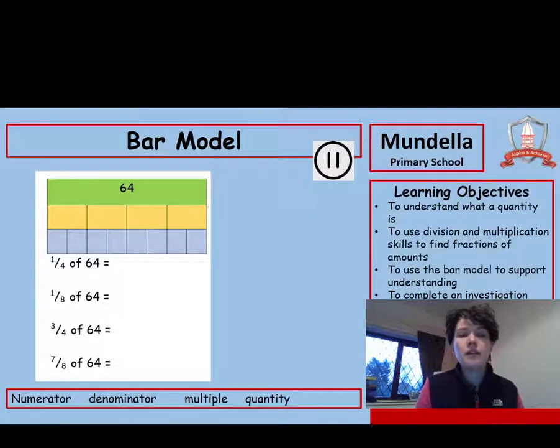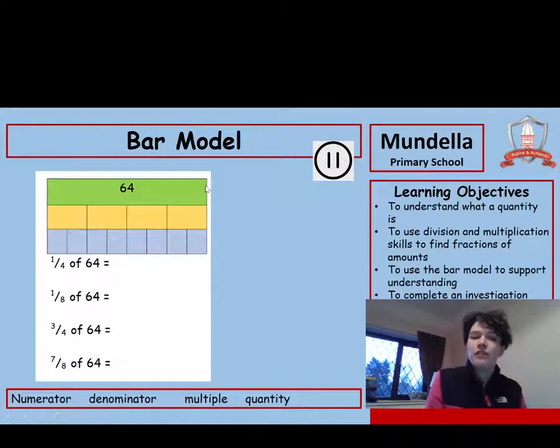So, as a kind of a warm-up using the bar model, I'd like you now to have a go at answering these questions. Now, we have part of a fraction wall where we have the whole as 64. Previously, the whole was £30, now it's worth 64. And you're asked to find a quarter, an eighth, 3/4 or 7/8 of 64. So I've drawn some bars to help you.